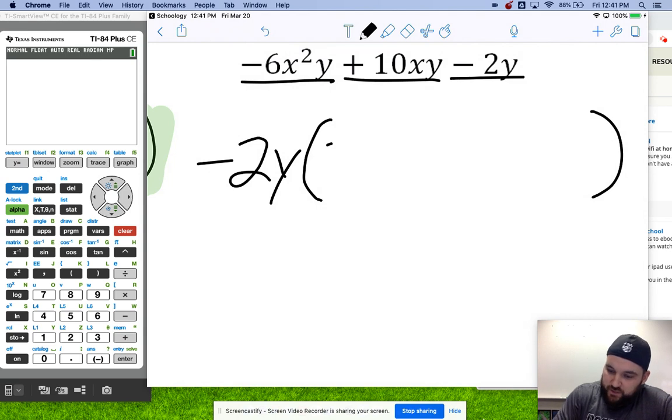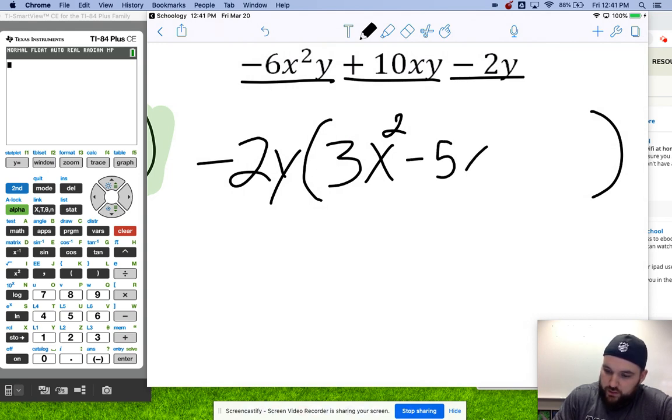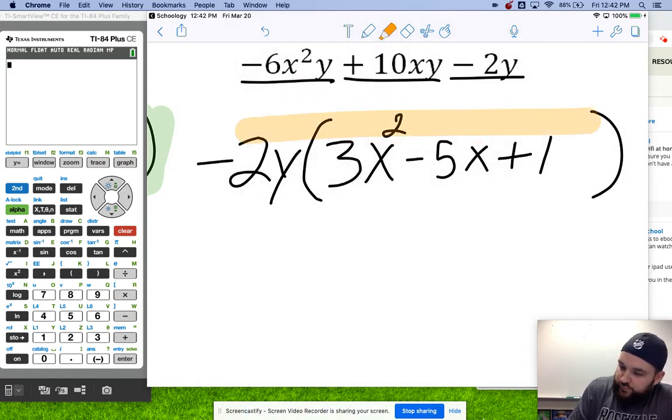So negative 6 divided by negative 2 is 3. The x squared stays unchanged, and that y is now there as part of the greatest common factor. So if I move to the next term, 10 divided by negative 2 is negative 5. The x stays, and the y is now gone. And then finally, negative 2 divided by negative 2 is positive 1. There's no x. The y is gone, so it's just plus 1. So this is our factored answer. Okay.